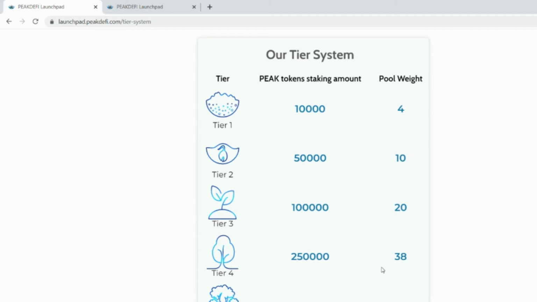So let's say we have here the tier level 4. You have to divide the 100 by 142 and multiply it with 38. And then you have a total of 26.7%. So you know the tier level 4 will get 26.7% of the total amount of tokens which will be distributed. And if you're in one of the other tier levels, you can simply calculate it the same way. So always divide 100 by 142 and then multiply it with one of the pool weights. So that's the first step of the PEAKDEFI Launchpad.